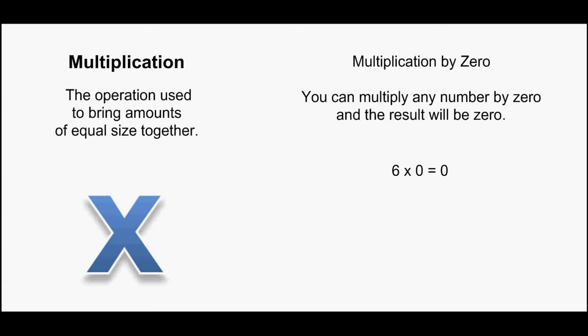Let's look at what happens when you multiply by 0. You can multiply any number by 0, and the result will be 0. For example, 6 times 0 equals 0.